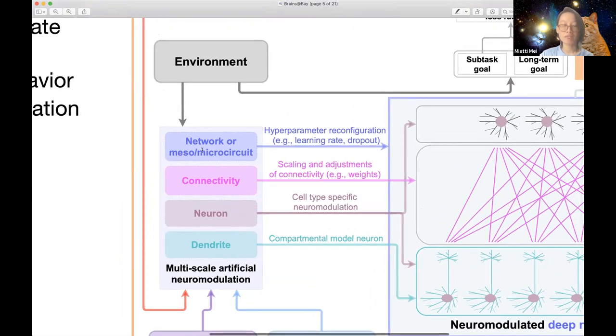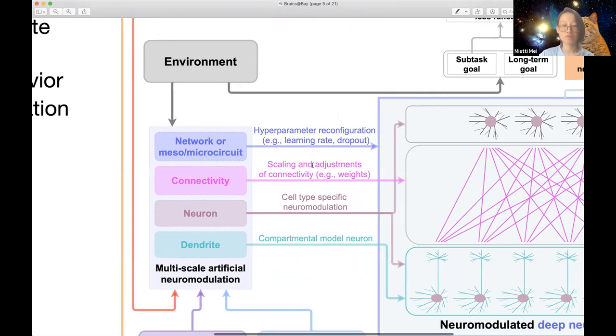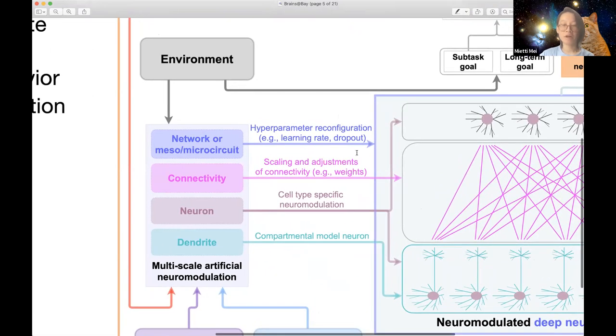And what it does is that we divide this into four spatial scales. Of course, there are spatial scales in between these, and these are just for principal demonstration purposes and also to inspire people to think a bit more about the spatial specificities of these. So we have them from the whole network scale that is controlling the hyperparameter configuration, for example, the learning rate and dropout, based on the input from the environment as well as the internal state of the agent.